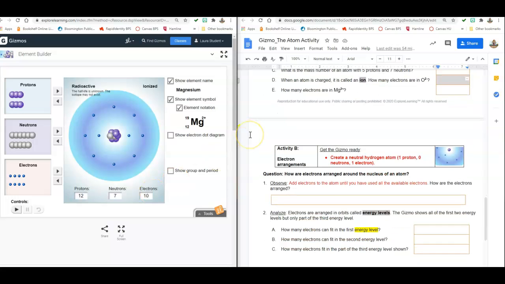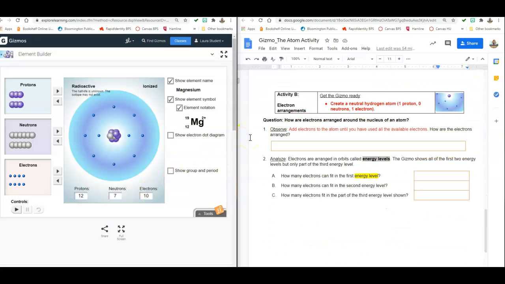All right, we're moving on to activity B. This is the last section of the assignment. And we're going to follow the red instructions, create a neutral hydrogen atom, which we have done right here with 1 proton and now 1 electron. And the question is, how are electrons arranged around the nucleus of an atom? So it tells us to add the electrons to the atom until we've used them all.